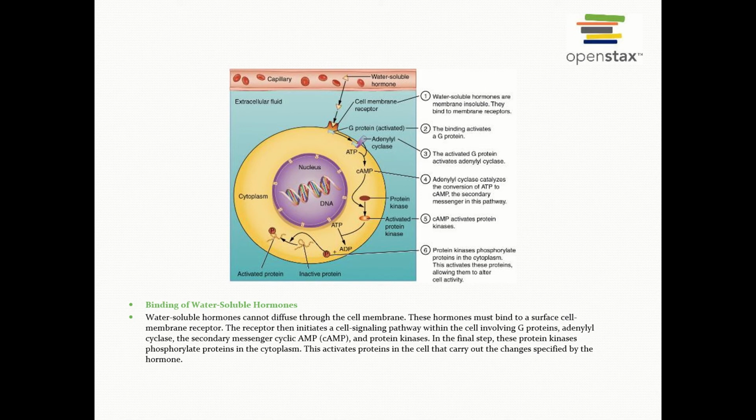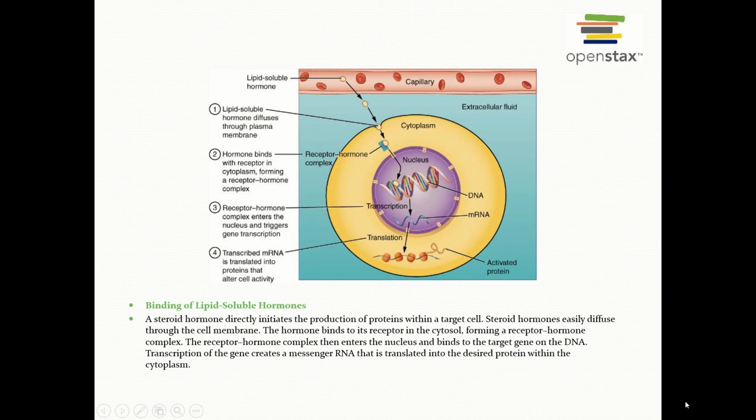Let's look at these one more time. For the lipid-soluble hormones, you can see step 1, the lipid-soluble hormone diffuses directly through the plasma membrane. In step 2, the hormone binds with a receptor in the cytoplasm, and this forms a receptor hormone complex. In step 3, the receptor hormone complex enters the nucleus and triggers gene transcription. Step 4, the transcribed messenger RNA is translated into proteins that alter cell activity.